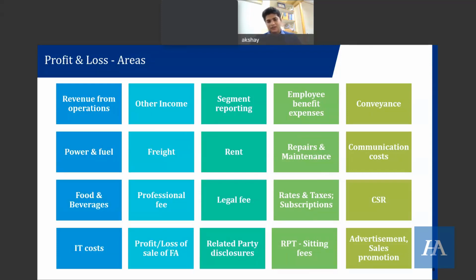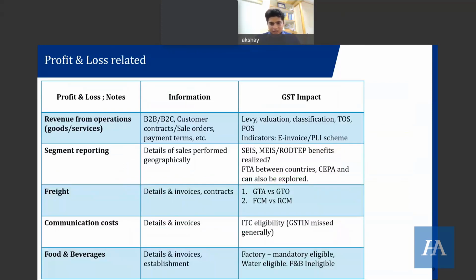So now that we have completed the balance sheet items, we are coming to the profit and loss. Now, if you see, there are many more issues which have an implication on the indirect taxes in the profit and loss area. I will not go into depth into any of these. I have given some examples in the slides. So first thing, which is my revenue from operations, this is the heart of the financial statements review under IGST, I mean under indirect taxes.